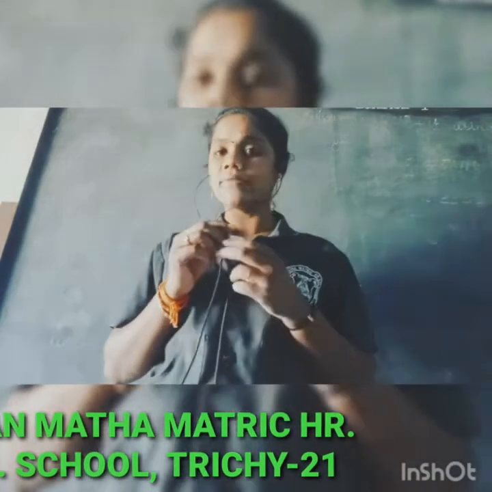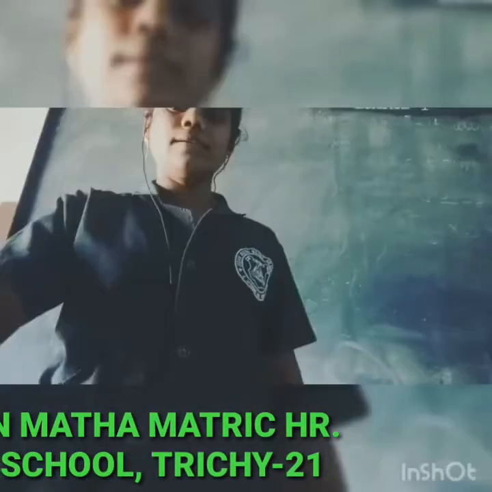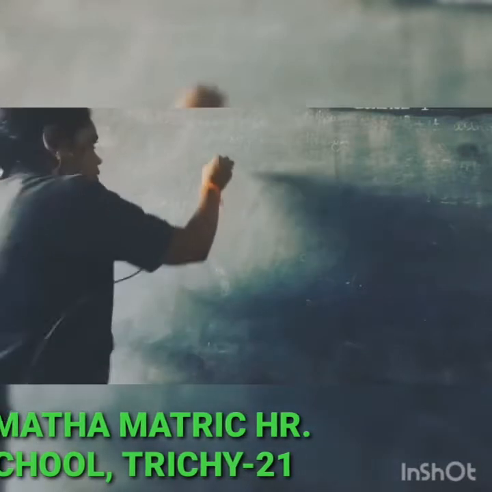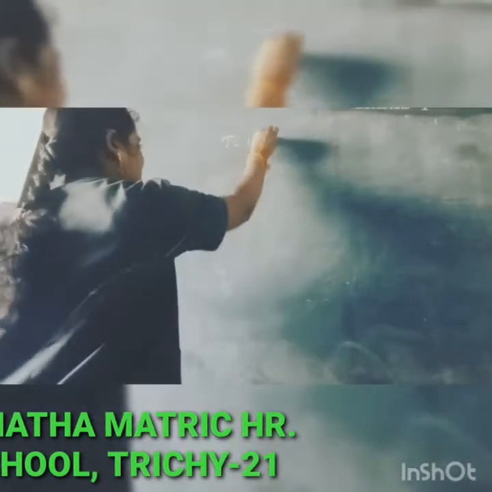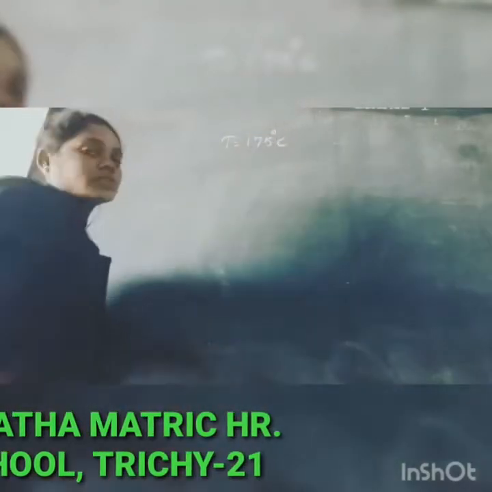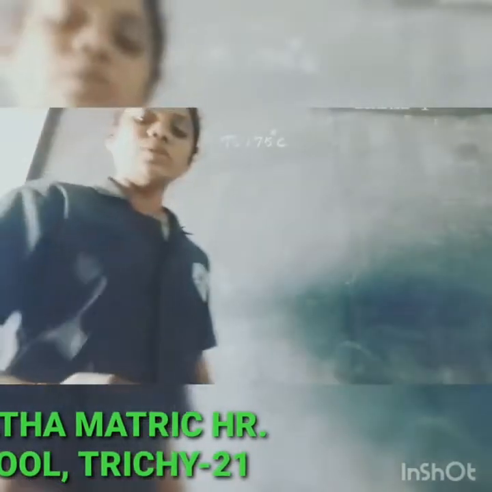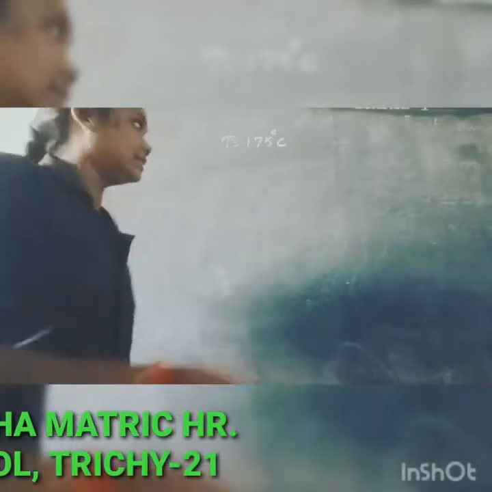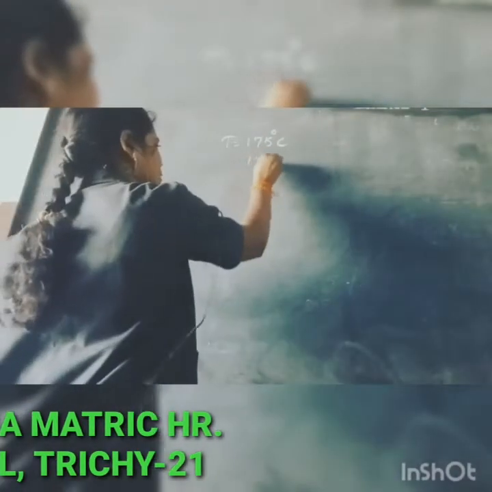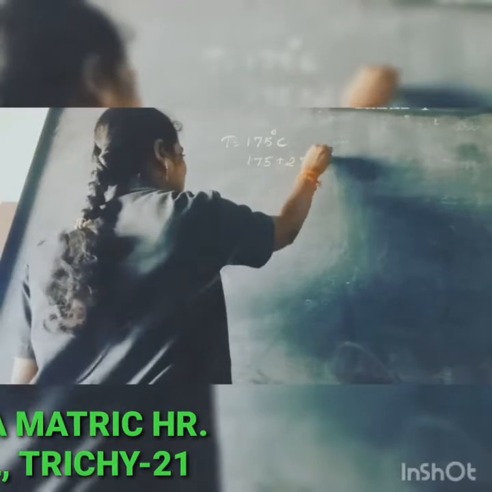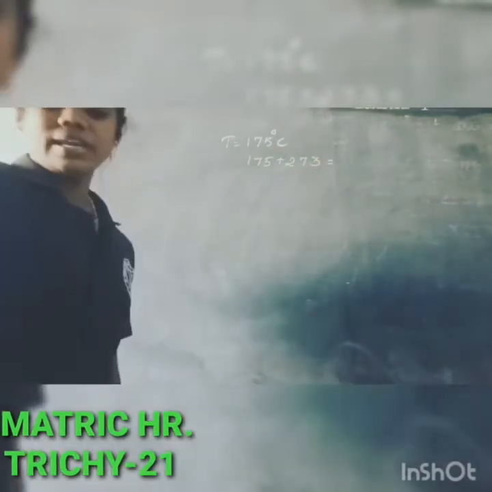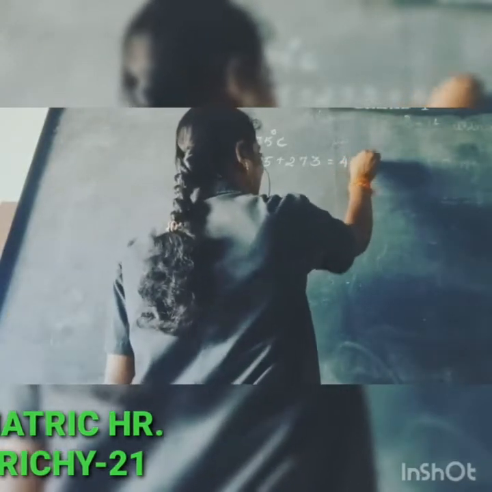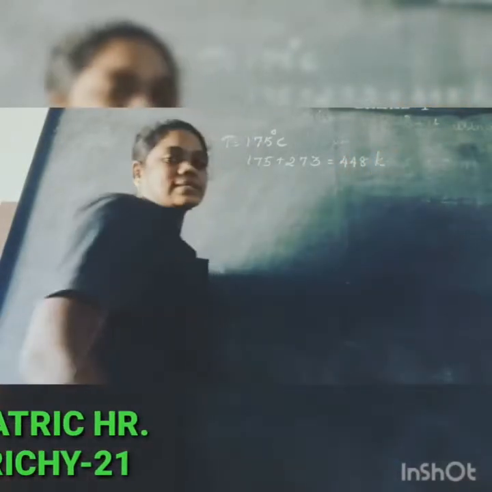Okay, first what is given in the question? Temperature is given, that is 175 degrees Celsius. So here degree Celsius is converted into Kelvin. To convert into Kelvin, add 273. So 175 plus 273, what do we get? We get 448 Kelvin. So first step is over.